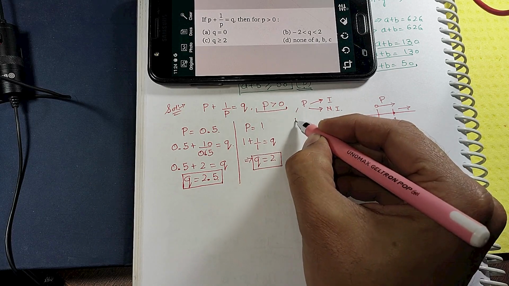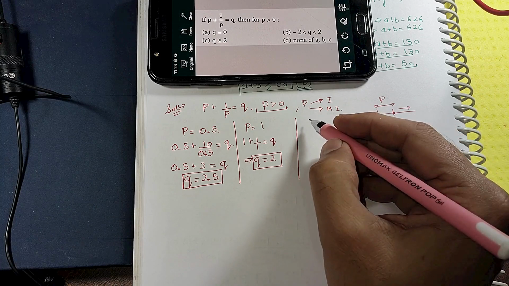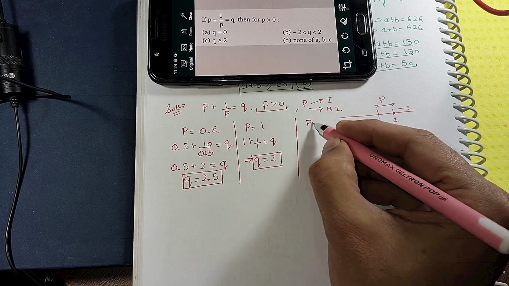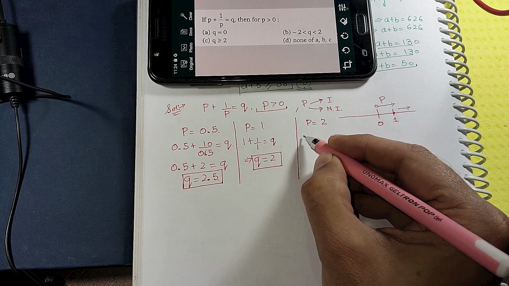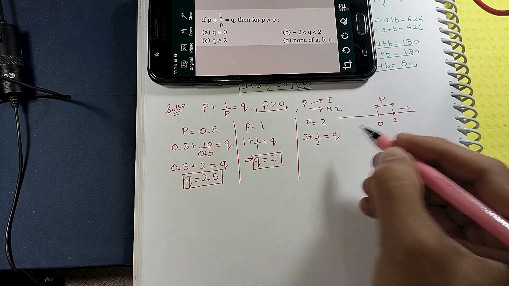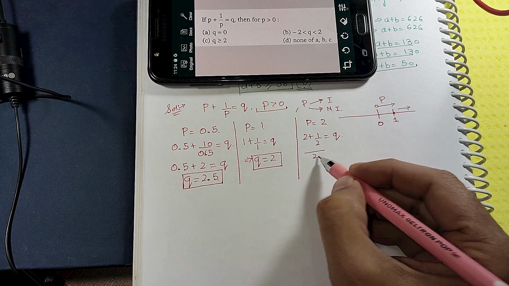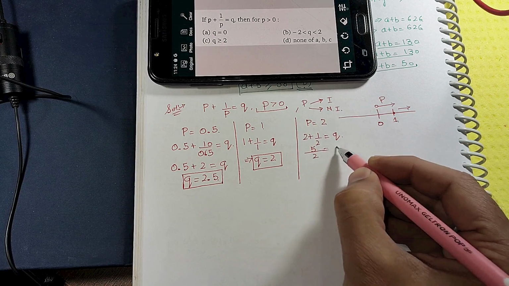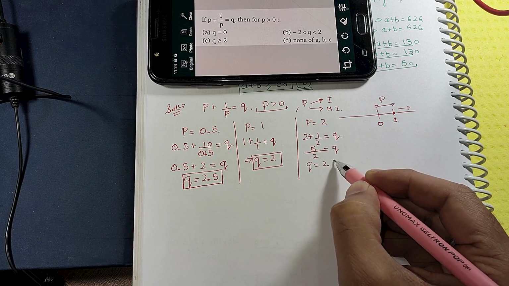Now another case, we can take integer as well as non-integer. So first, let us suppose p is equal to 2. In that case this will be 2 plus 1 by 2 equal to q. Now taking LCM, this will be 4 plus 1, 5 by 2. So this means q is equal to 2.5.